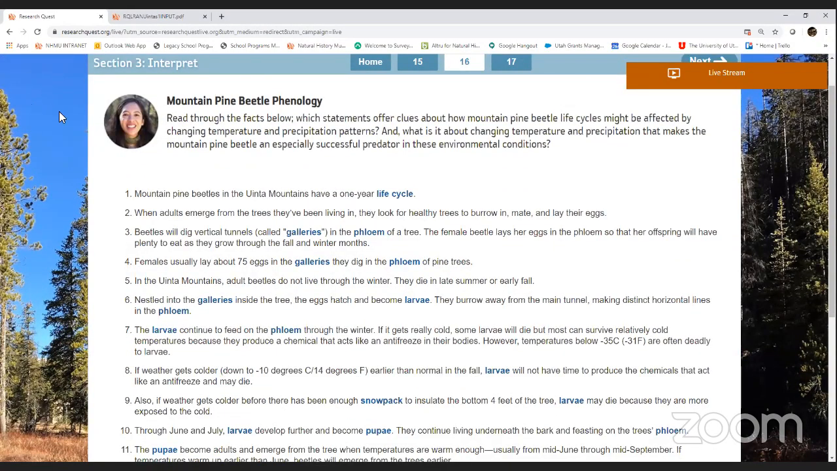All right, so we're going to go ahead and take a look at section 3, interpret. It says we're going to read here to learn more about mountain pine beetles, and read through the facts below. Which statements offer clues about how much pine beetle life cycles might be affected by changing temperature and precipitation patterns? And what is it about changing temperature and precipitation that makes the mountain pine beetle an especially successful predator in these environmental conditions?